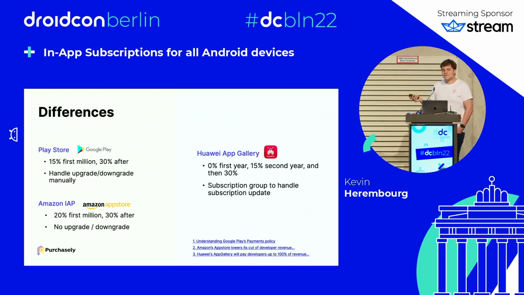With Huawei, they have a subscription group, so you can set a level, saying that this one is level 1, this one is level 2. So they're going to manage it automatically. And for Amazon, it's simpler. They don't have this system. So if the user is going to buy a premium content, whereas he already had a basic content, he's going to have 2 subscriptions. So he needs to cancel it himself.